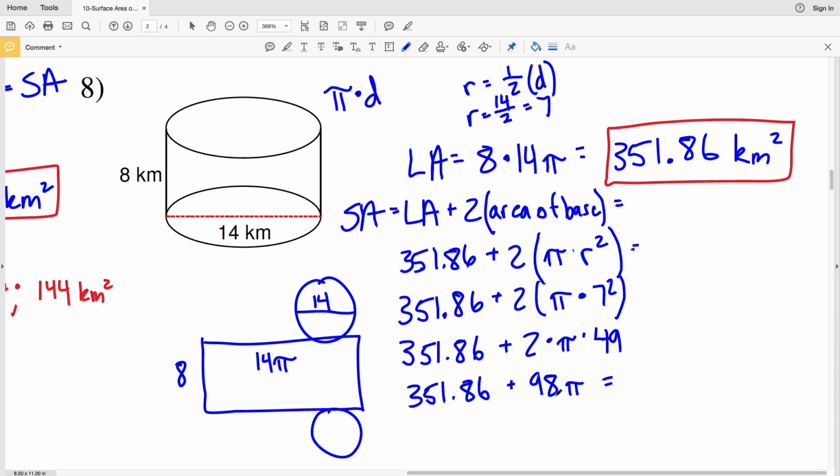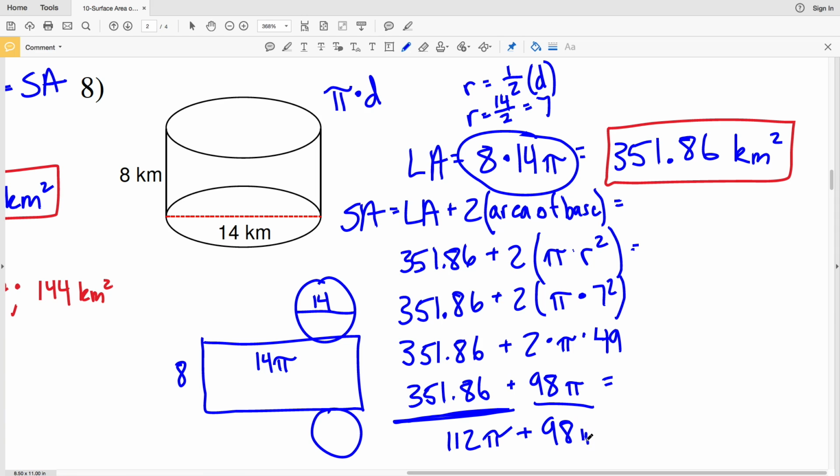So the surface area is equal to the lateral area of 351.86 plus 98 times pi, which is the area of both of the bases. So that'll be 659.73. However, if you take, as opposed to adding 351.86, if we add 8 times 14 pi to 98 pi, so let's write this as 8 times 14, which was 112 pi. So if you take 112 pi and add that to 98 pi, you would get 659.734, which would round down to 659.73.